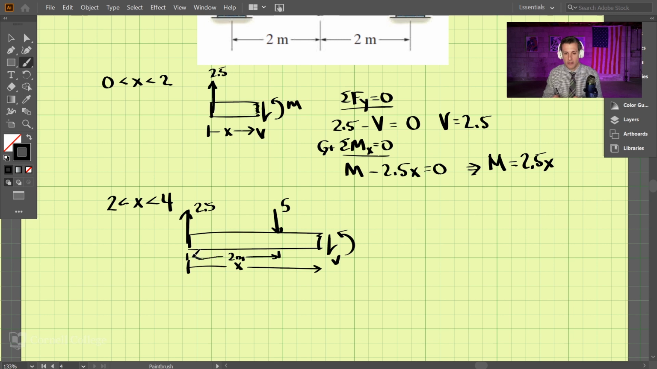So that's 2 meters. Okay. So that gets a little messy here, but we can solve this.